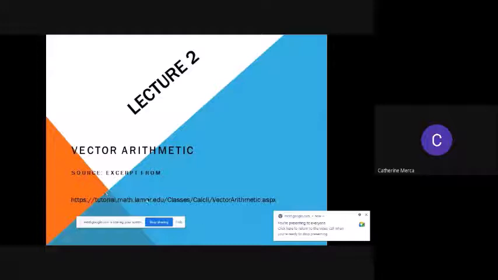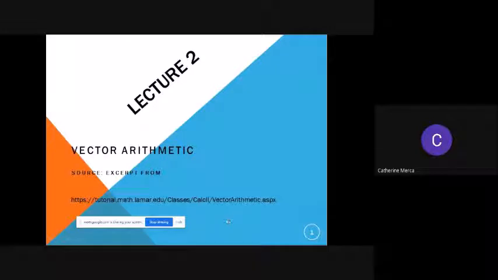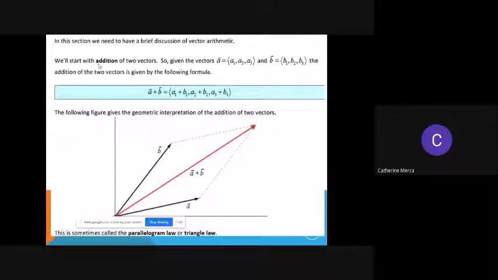So the second part is on vector arithmetic. If you remember, vectors are quantities which have both magnitude and direction. You can add and also subtract vectors. The first one is addition. When you add two vectors, you simply add component per component, and the result has a geometric interpretation as follows.